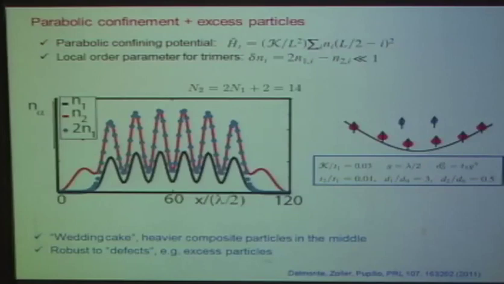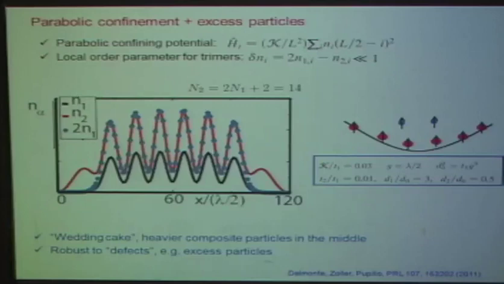Here, we repeated the calculation only numerically, and we checked what happens in the system if we have a parabolic potential, like here, for both particles. Now we have to define a way to check the order parameter for the trimers, and we decided that this is a good one. We take the difference in density between the two species, the majority and minority species. If you multiply by two the density at a single site of this one with respect to this one, and we subtract the density of this one, the fluctuations of the relative density must be much less than one to define pairing in this system. And this is the result.